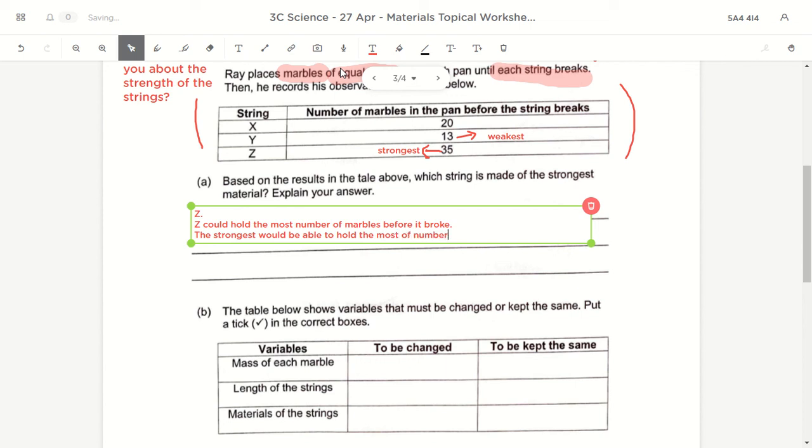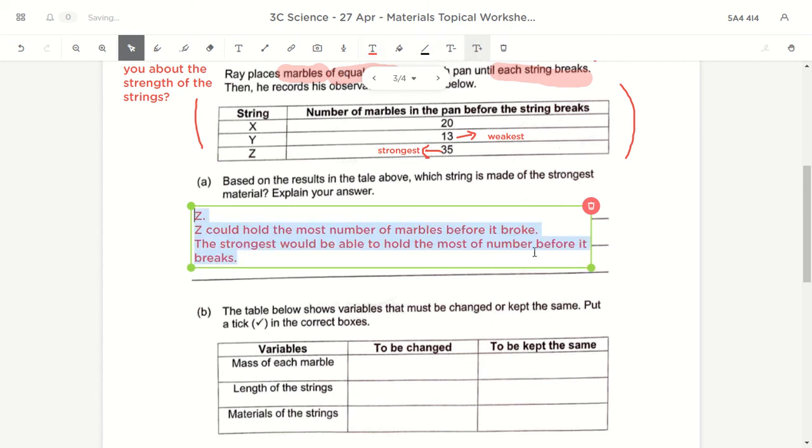Before it breaks, and that's why Z is the strongest. Okay, so a lot of you are missing out on the final reasoning part. So if I could break this up into 3 parts, let me just make it bigger.